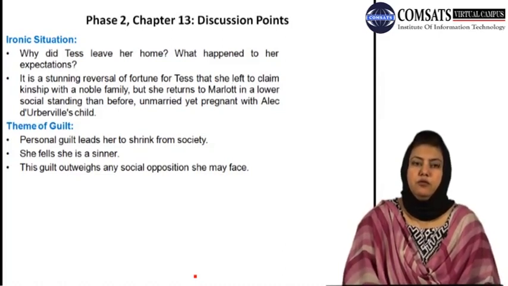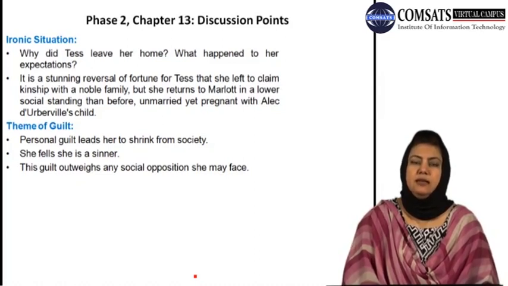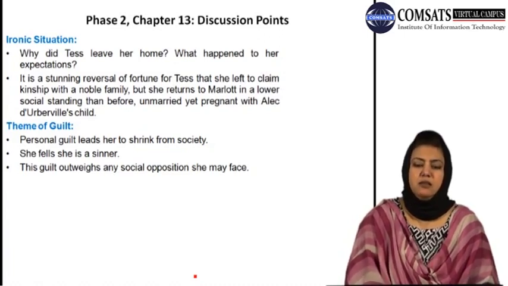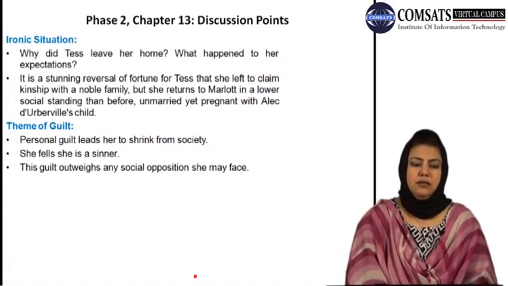It proved to be false expectations, and the result was that she came back in an even more miserable condition. It is a stunning reversal of fortune for Tess that she left to claim kinship with a noble family, but when she returns to Marlott, it is a lower class standing that she has now, because she is unmarried yet pregnant with Alec d'Urberville's child.